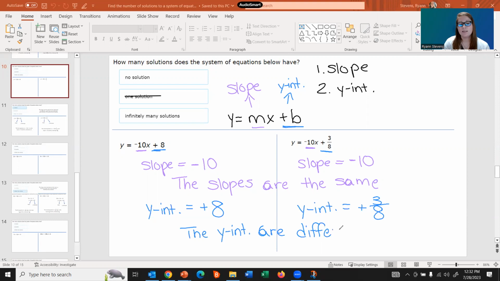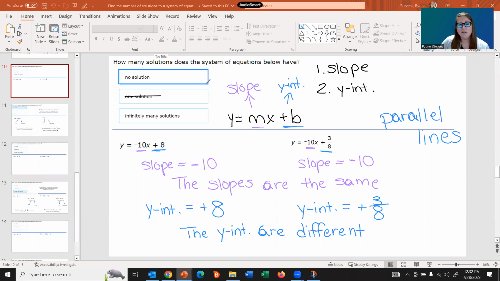And this is going to tell us that we have parallel lines. If we graphed these, we would have parallel lines, which means there would never be a point where these two lines would cross. They would never meet, they would never intersect. They're always going to run side by side forever, which means our answer would be no solution. If it was infinitely many solutions, that's where we could say it's the same line: same slope, same y-intercept.